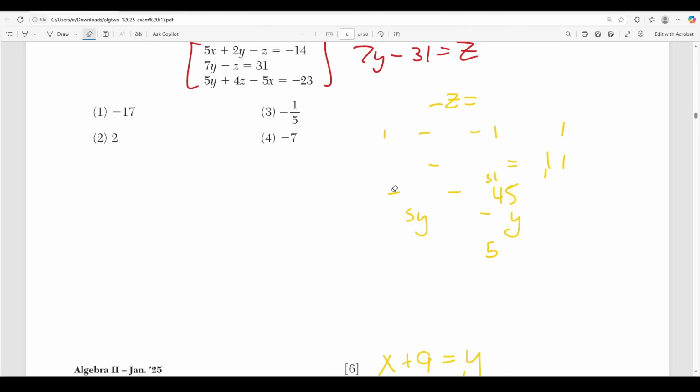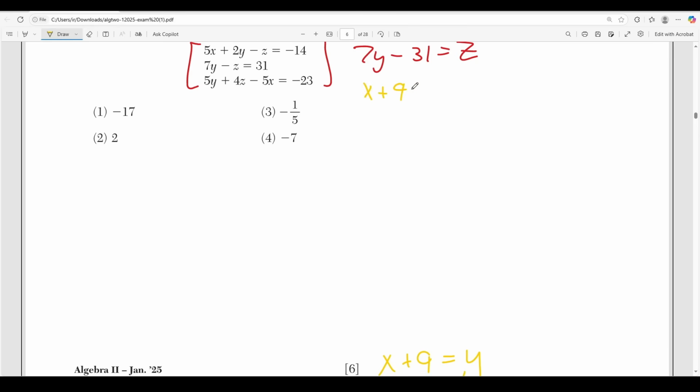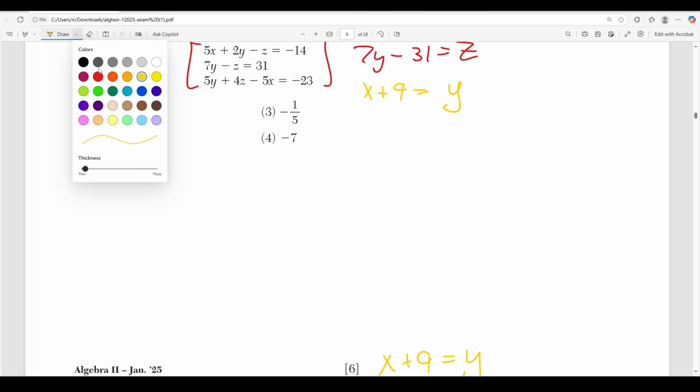So I know what z is equal to. I know what y is equal to, and now I'm going to find what x is equal to, okay? So just rewrite this up here. x plus 9 is equal to y. Now let's focus on this final equation over here, okay? I'll write this in a different color as well.